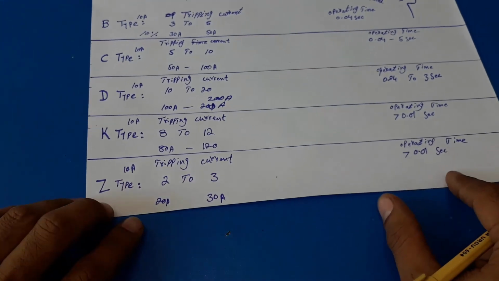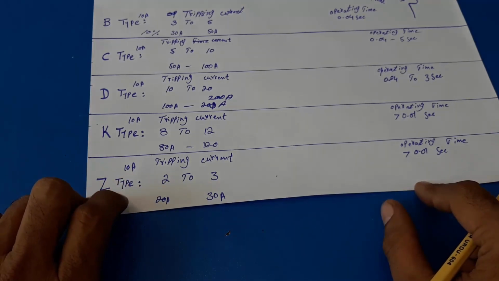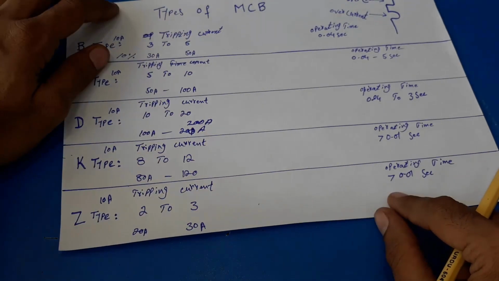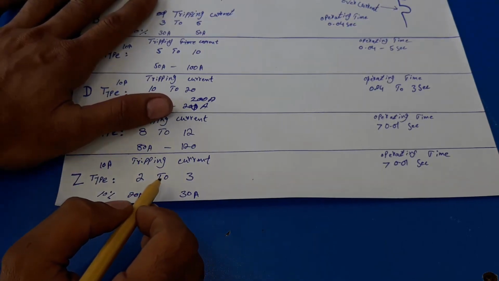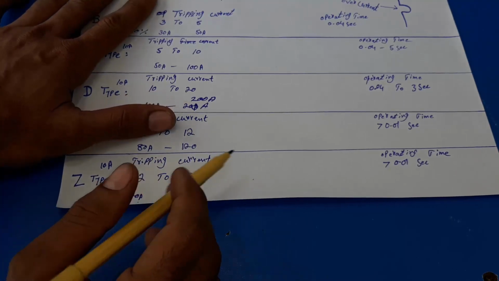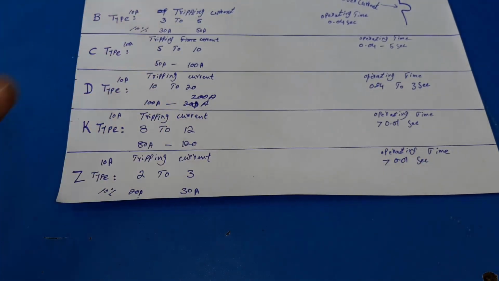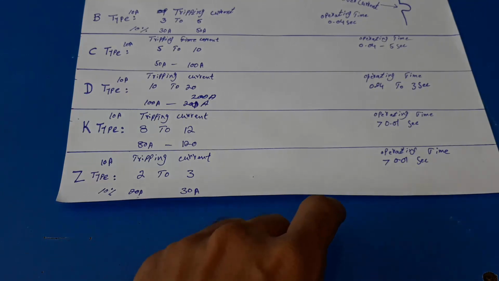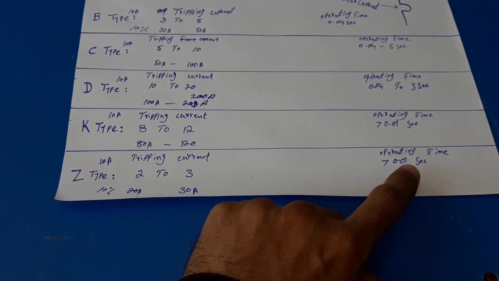If we discuss the Z-type MCB, here we take a 10 ampere Z-type MCB. How many times will it trip? 2 times is 20 ampere and 3 times is 30 ampere. This is the tripping current of the Z-type MCB. Its operating time is less than 0.1 second. This is also a very sensitive MCB. This type of MCB trips between 2 and 3 times full load current, and the operating time, as I also discussed, is less than 0.01 second.